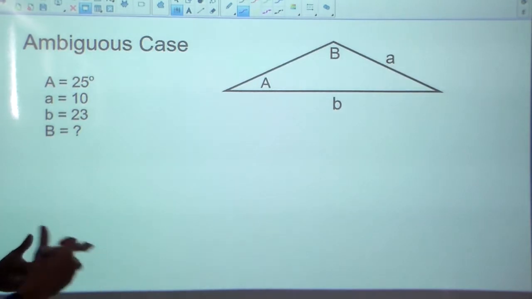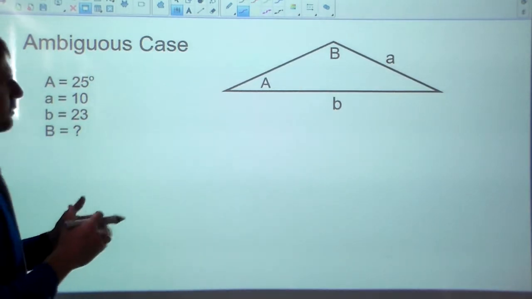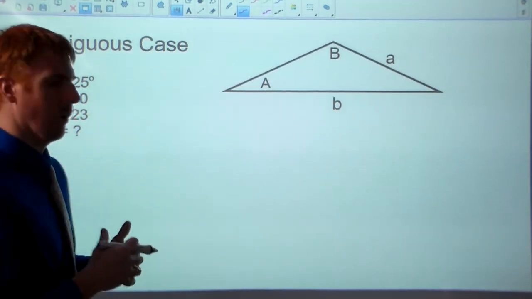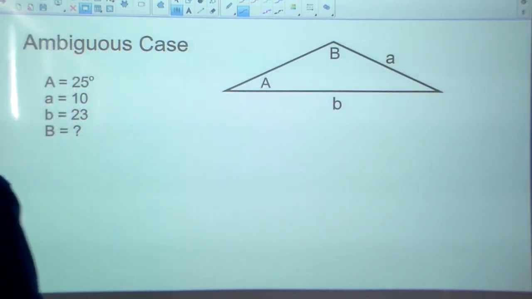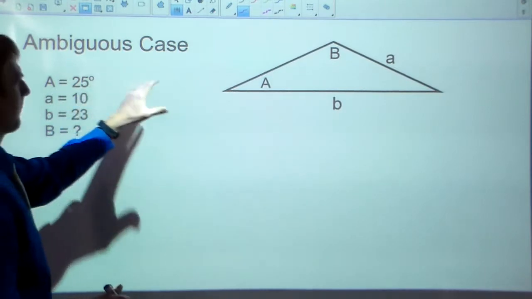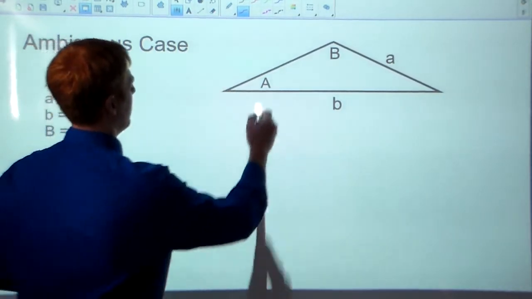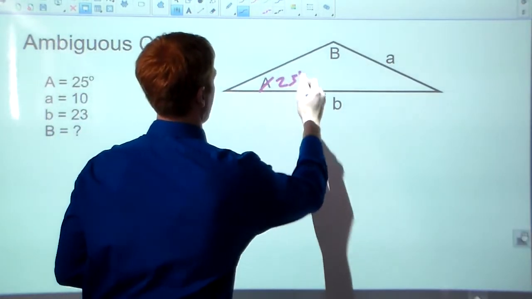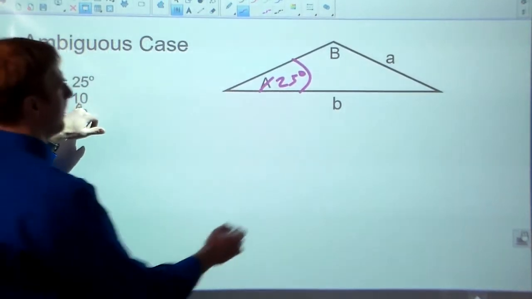So I'm just going to show it to you to remind you about it. So it's one of those things that you're sort of aware of, but you know a workaround to get through it. So here's the scenario. Pretty similar setup. I've got 25 degrees here. Let's go ahead and enter in what I've got. 25 degrees. This side's 10.